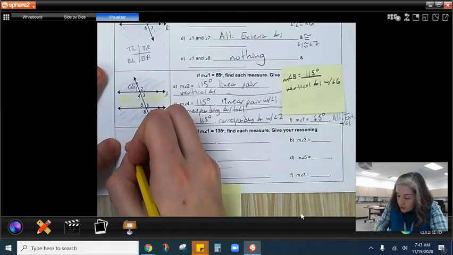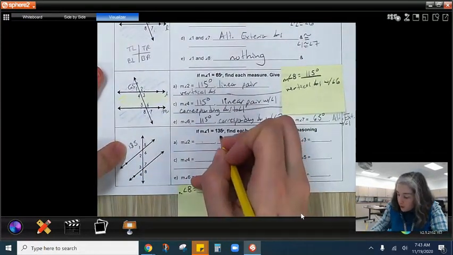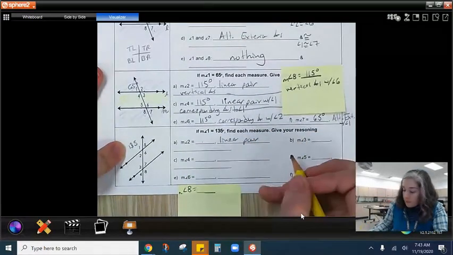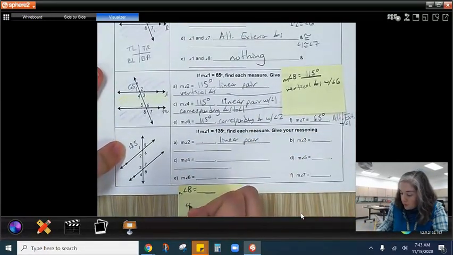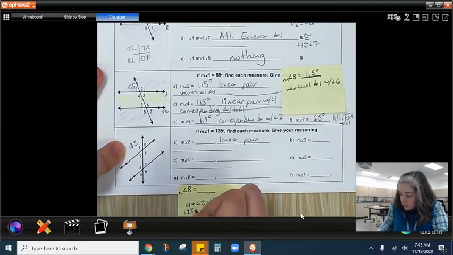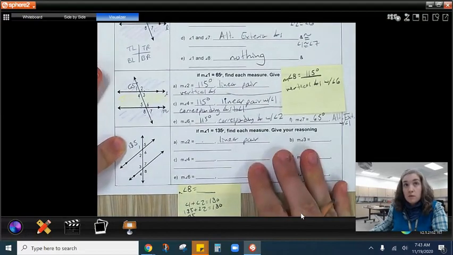Angle 1 we know is 135 degrees. So we're looking for angle 2 first. Well, they are a linear pair, which means they are supplementary. So that means angle 1 plus angle 2 equals 180. Angle 1 is 135, so I'm going to plug that in and solve for angle 2. So I subtract 135 on both sides.